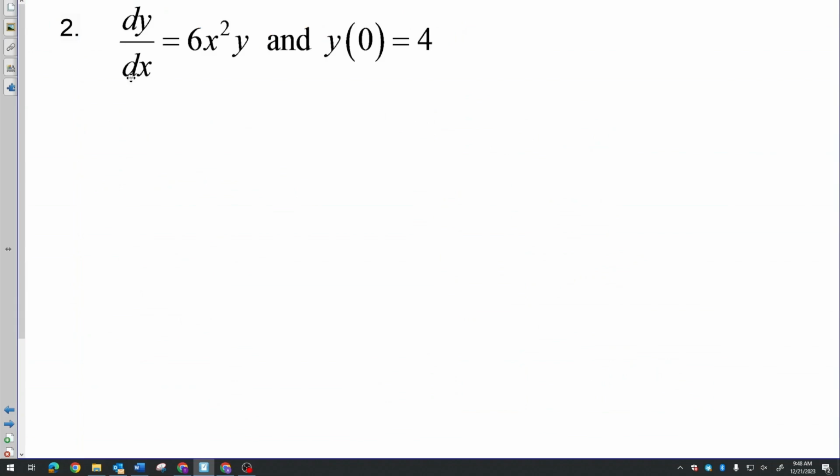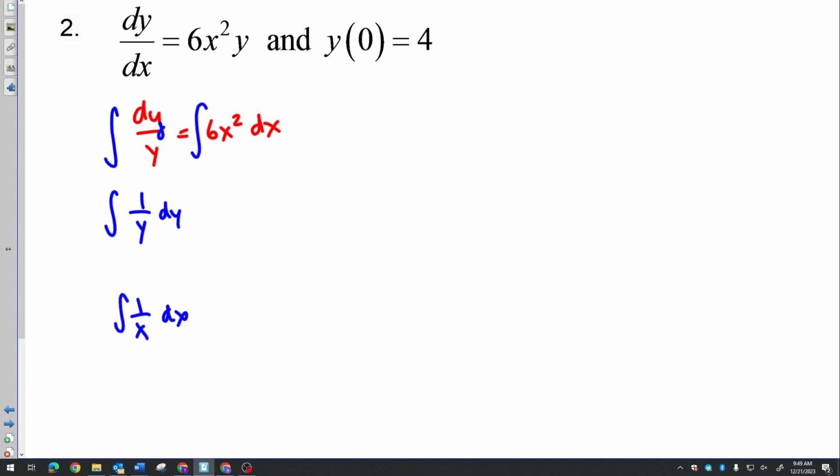Let's look at number 2. Okay, first you separate, then you integrate. Okay, over here I'm going to rewrite this integral. This is really 1 over y dy. Okay, if I solve for this, what is the integral of 1 over y? I mean, really it's the same as this, 1 over x dx. What is the integral of that? Isn't that really ln of x plus c? So this right here is really ln of y plus c.